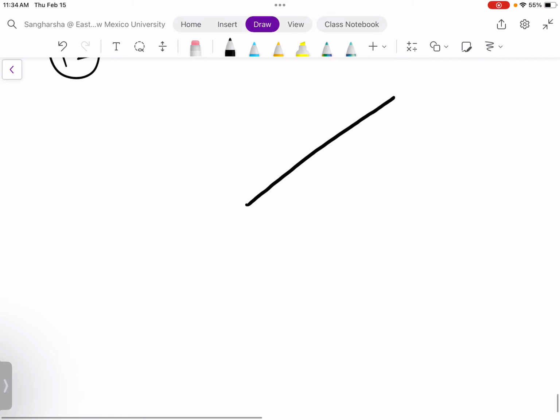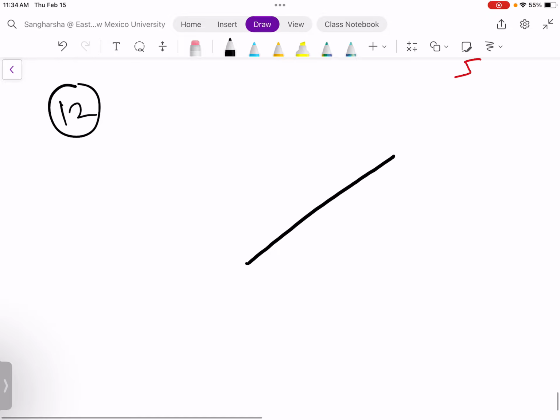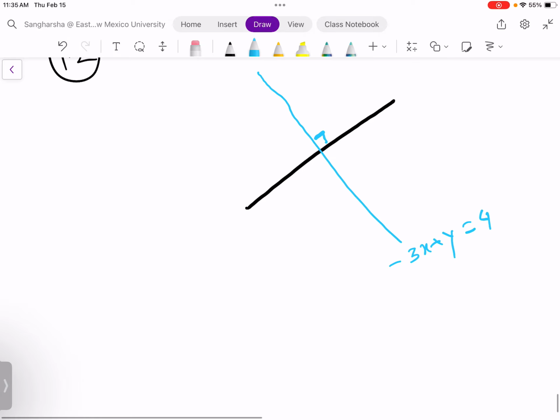And this line is perpendicular to the line. So let's draw a perpendicular line here. The angle has to be 90, right? And the equation of this line is -3x plus y equals 4. This is given to us. So we are trying to find the equation of the black line here, and the line is perpendicular to -3x plus y equals 4.